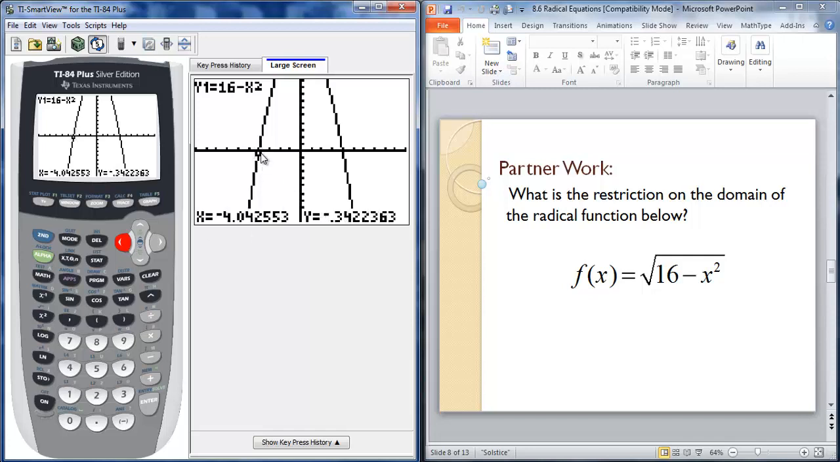At around this point, which is -4, I have a negative value. The minute that I cross over that point, though, even though x is negative, it produces a positive y value, which means I'd have a positive number underneath my radical, which means this number will work. So all these values on this side of the parabola will work. And that's how we got our inequality, where x was going to be between 4 and -4. And so that's how you can use your graphing calculator.